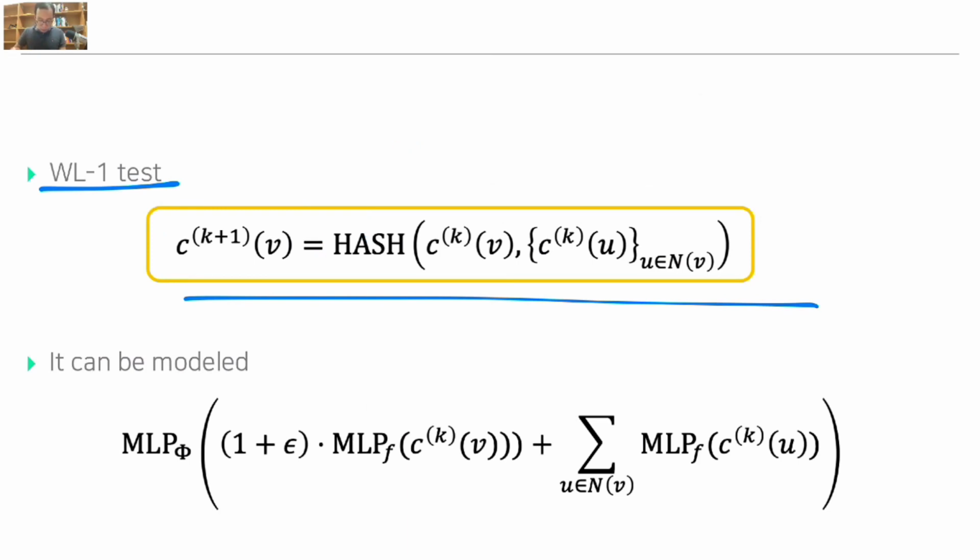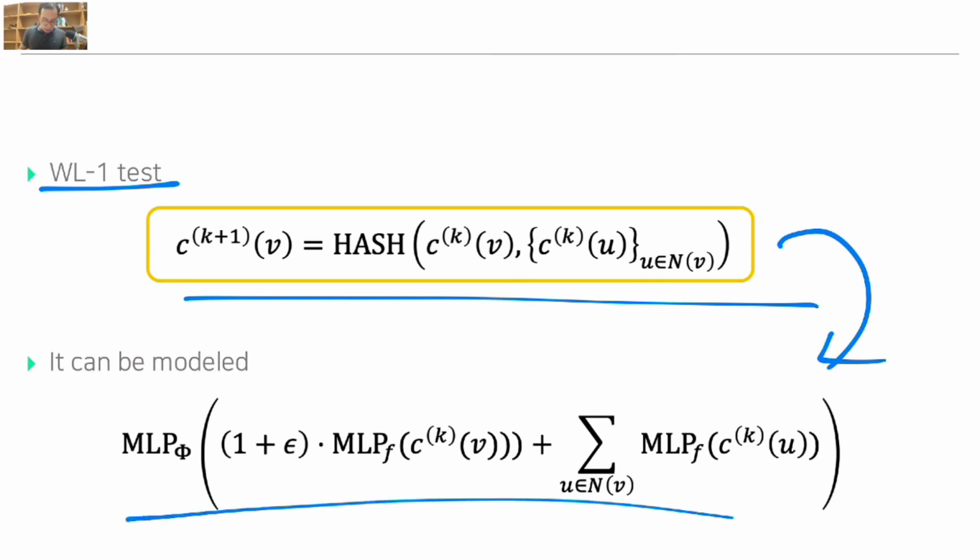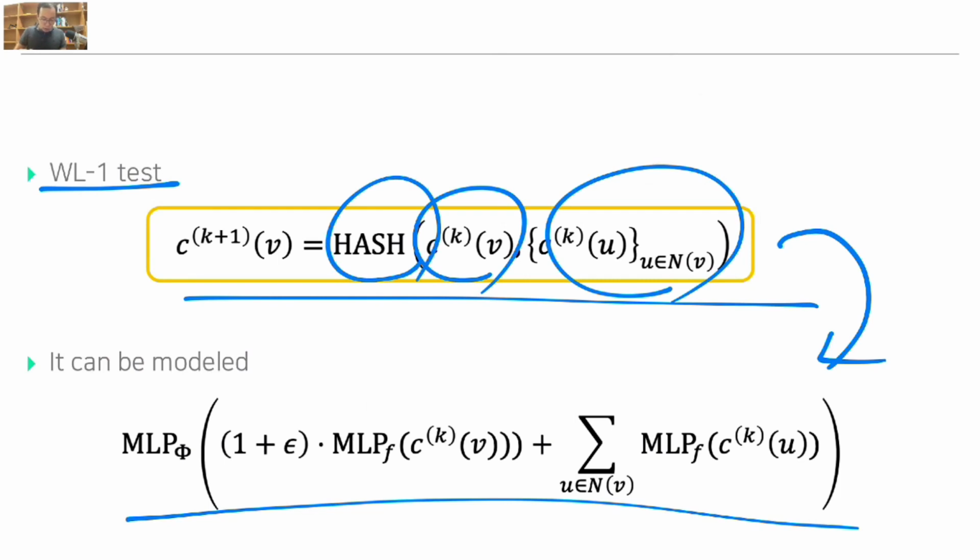The paper proved that this has actually the same capability as this function. The functional formula is very similar, right? They consider the self representation, self color and the neighbor's colors, assign a new ID, and it is used in another iteration. Here, that information is used in another layer. That is the difference.